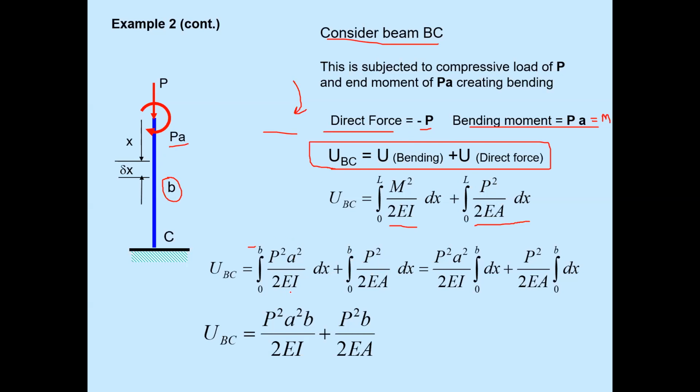P squared A squared upon 2EI is a constant, so it will come out. What will be left? Integration of dx from 0 to B. Similarly, P squared upon 2AE is constant, so it will come out. What is left is the integration of dx from 0 to B. The integration of dx is x from limit 0 to B, so it will directly be B, and here also B. So the strain energy stored in the member will be P squared A squared B upon 2EI plus P squared B upon 2AE. So the strain energy comes from the bending moment PA as well as from the direct force P.